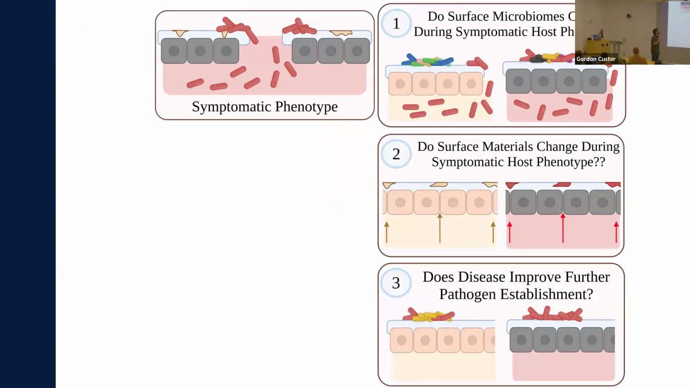So the first question that I have is, how do these surface microbiomes change during a symptomatic host phenotype? So if disease is present on the host, what do those surface microbiomes look like? The second question that I'll talk to you about today is, how do these surface materials, so the resources on the leaf surface, change between an asymptomatic and a symptomatic host phenotype? And then the last one is, does disease improve further pathogen establishment? So if you already have this symptomatic phenotype, does it aid subsequent pathogen establishment?